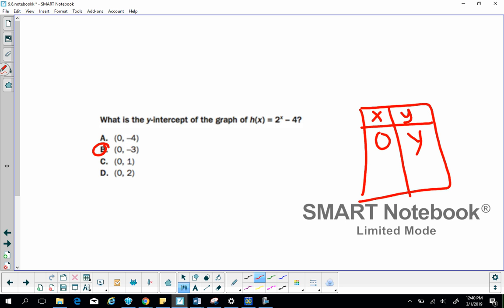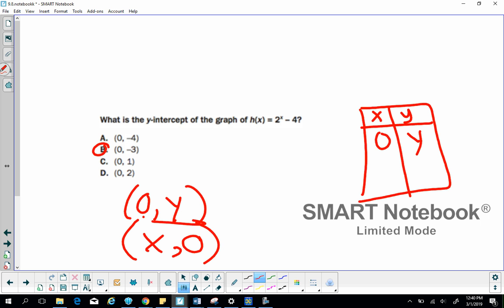So remember OY, remember I talked about OY, or is that coupled together? And then there's couples sometimes that are like XO, look how cute they are. So if you're looking for the x-intercept, you're looking for when that second coordinate, your y, is 0. And when it's your y-intercept, it's OY, are they together? What you're looking for is when x is 0.